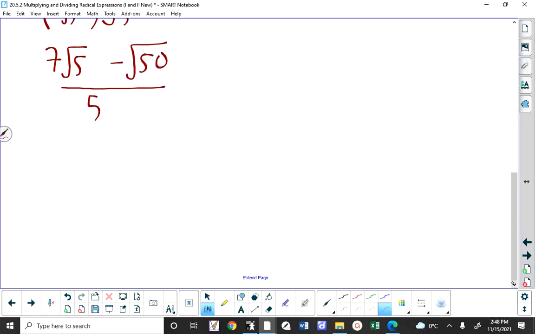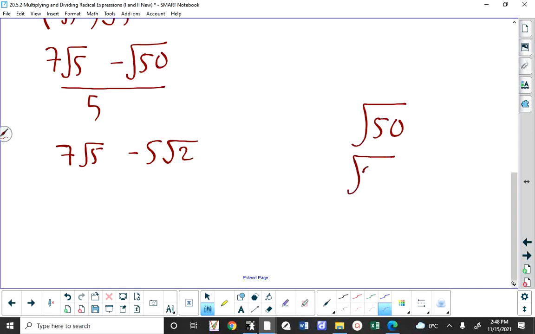All right, so 7 root 5 minus 5 root 2. Don't just blindly write that down and go, oh, he said it's 5 root 2. What have I done? Root 50 is root 25, root 2, and root 25 is 5. Even though the number is 50, I think coming up with 5 root 2 from it is pretty simple. And this is over 5.